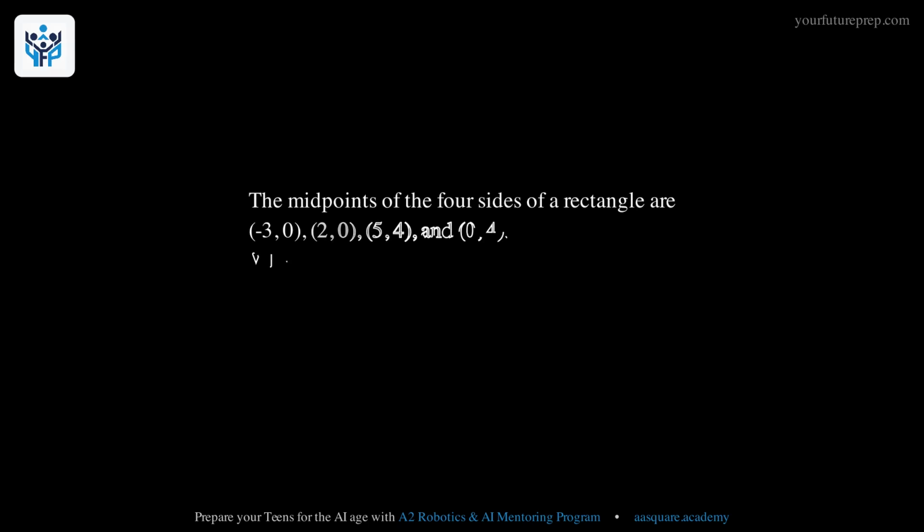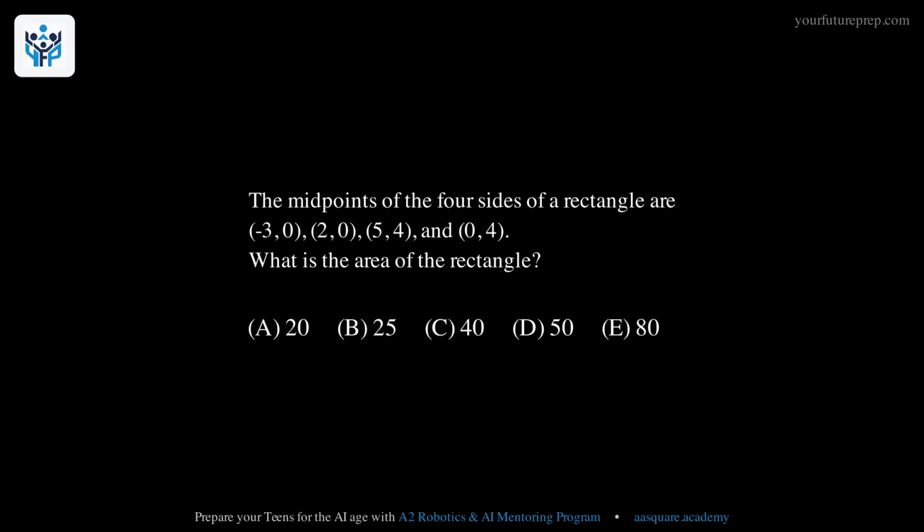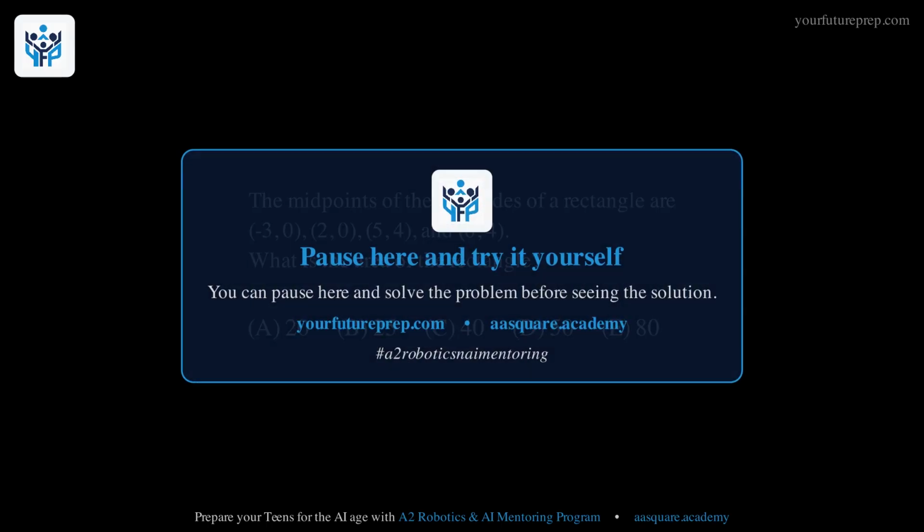The midpoints of the four sides of a rectangle are (-3, 0), (2, 0), (5, 4), and (0, 4). What is the area of the rectangle? You can pause here and solve the problem before seeing the solution.